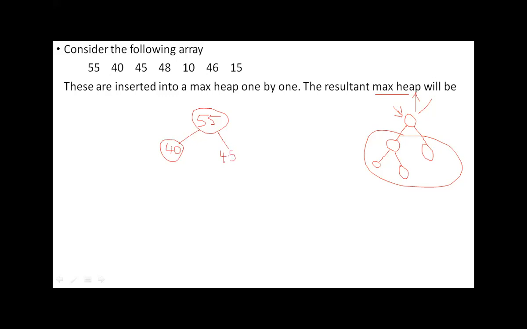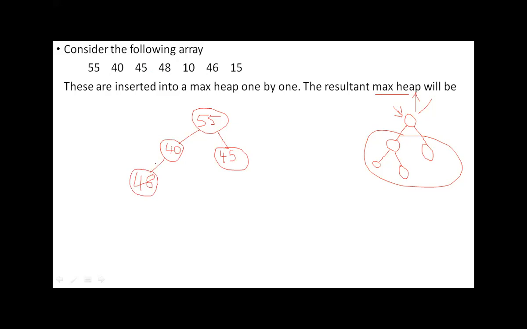Assign it as a right child here. Okay, over. Then next I take 48 here. So 48 I have to assign as a left child of 40 here. But here this 48 is greater than its parent.